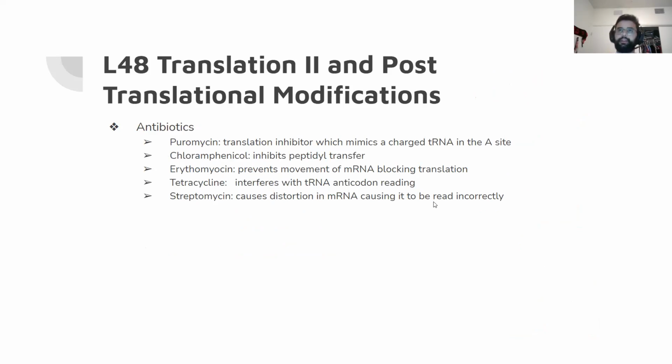In the context of termination and the various components of translation, we have to talk a little bit about antibiotics, because these antibiotics target different areas of translation. Puromycin mimics a charged tRNA in the A site, basically inhibiting all translation. Chloramphenicol inhibits peptidyl transferase. Erythromycin prevents the movement of mRNA in the ribosome. Tetracycline interferes with the tRNA anticodon reading, and streptomycin causes a distortion in the mRNA, so it's read incorrectly. So antibiotics use the properties of translation to stop bacterial infections.